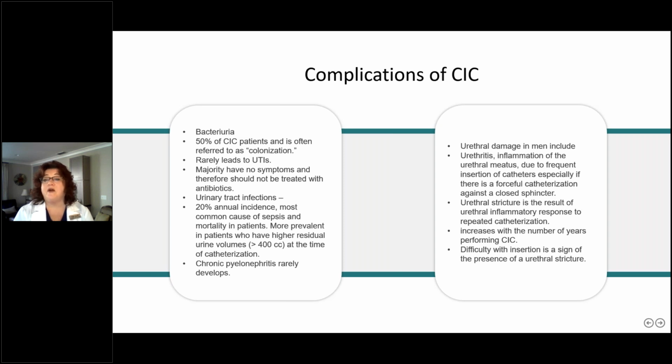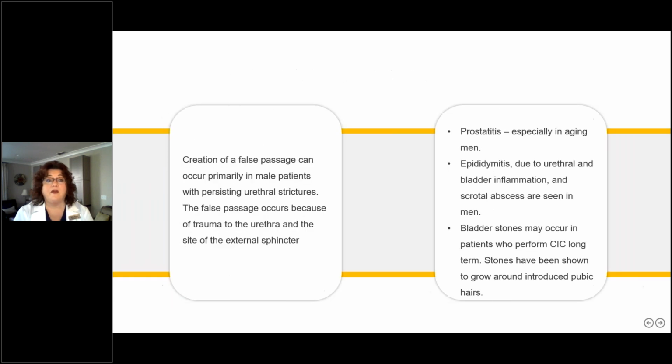Urethral damage is a problem. Urethritis, the inflammation. Urethral stricture is a result of the inflammatory process there, and increases with the number of years performing CIC. Difficulty with insertion is a sign of the presence of urethral strictures. And that can cause them to end up with a false opening. There again, a false passage can occur because of those strictures. The passages occur because of trauma to the urethra and the side of the external sphincter.